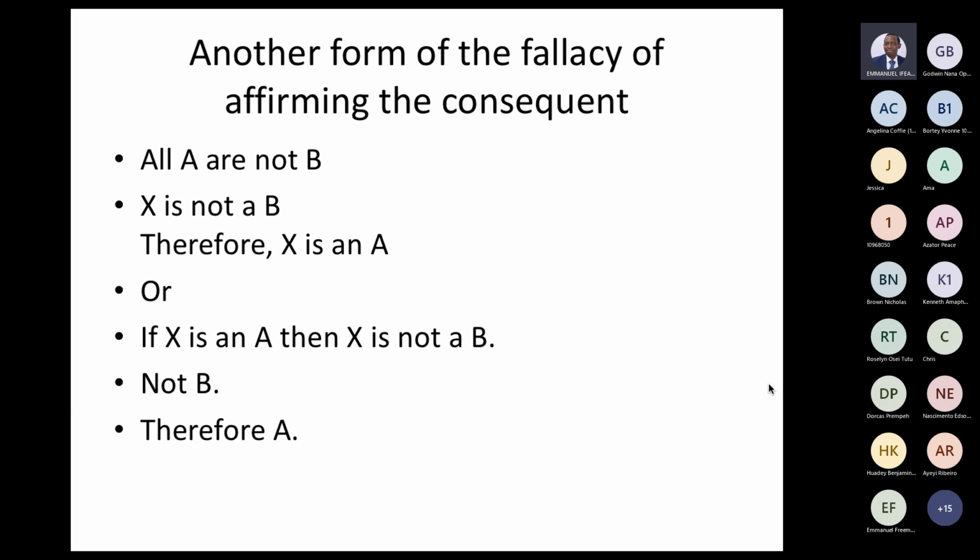Now, the second premise looks like a denial. But we cannot call it a denial because the first premise is also a denial. So when the first premise is a denial, the second one is also a denial. Two negatives will give you a positive. So this is an example of affirming the consequent, not denying the consequent. So when you see negatives in the two premises, then it means it is an affirmation. Two negatives will give you a positive. So remember that.